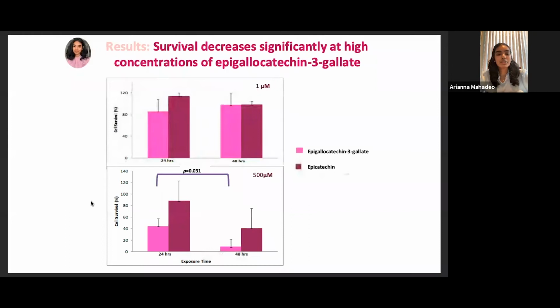I then compared the two time points, 24 hours and 48 hours. Like in the previous slide, exposure to Epigallocatechin 3 gallate leads to lower survival than exposure to Epicatechin at either 24 or 48 hours.